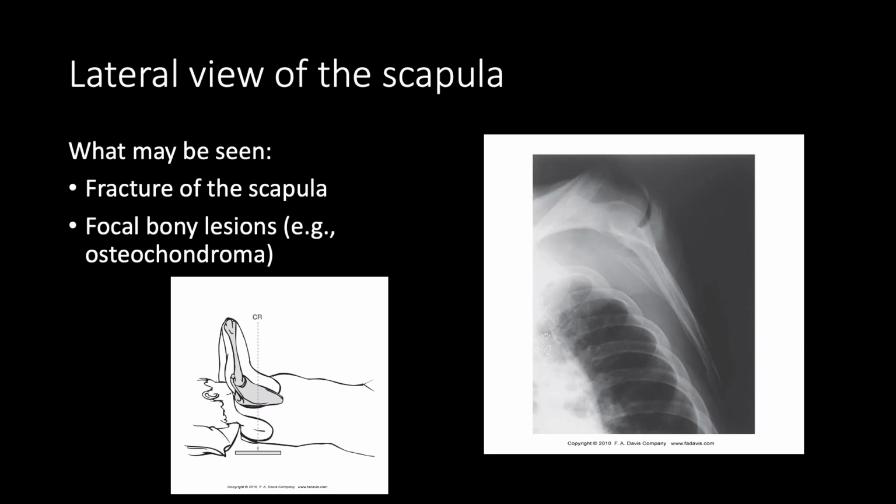Here you can see a lateral view. So we turn the patient, shoot the beam along the plane of the scapula with the plate underneath the patient here. So really you're looking for any type of fractures or tumors, those type of things along the scapula. And so you can see the scapular plane here, and there's the border of the ribs. So you can see how the scapula sits here on this angle.